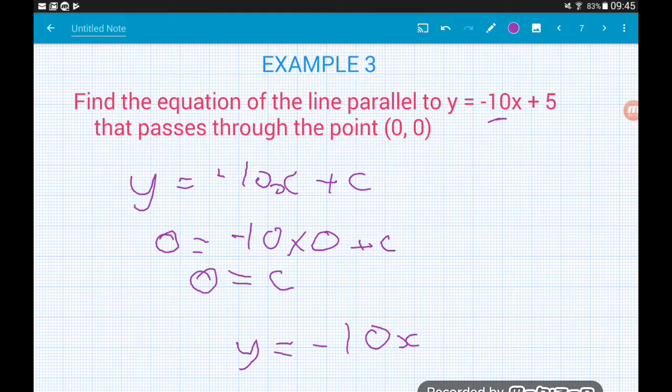Okay, so that's how we attack questions like that. Let's look at it on a graph.